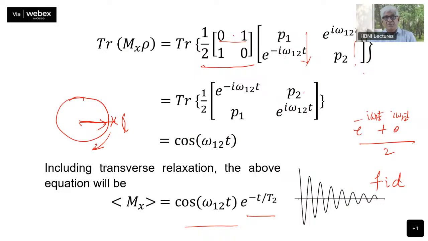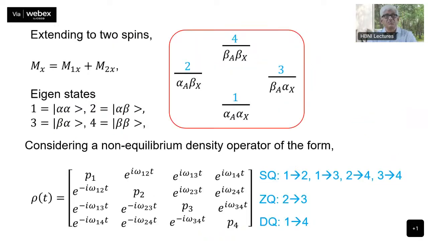Phase coherence between the spins, and what you measure in the FID is the phase coherence between the spins, and that too is single quantum. This omega 1 2 is the single quantum between these. For the single spin, there are two levels, and the separation between them is a single quantum frequency. Okay, so now let's go to a two spin system.